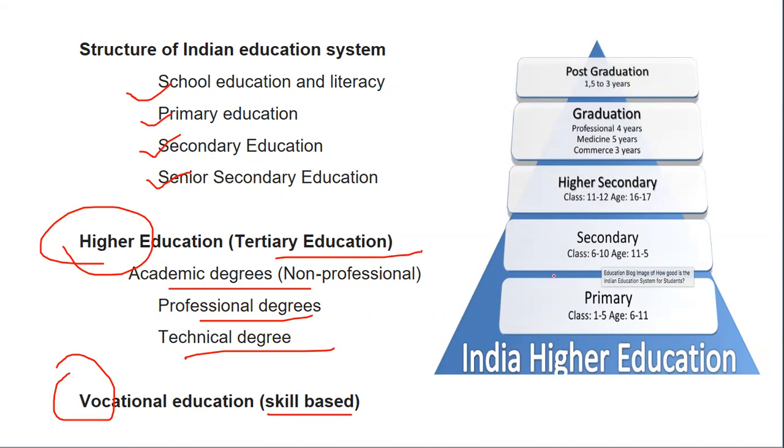So you can see education is divided as primary, secondary, higher secondary, graduation, and post-graduation. So primary, that is from the age group of 6 to 11, secondary, that is 11 to 15, higher secondary, that is 16 to 17, graduation 17 to 22, and later on we have the post graduation.